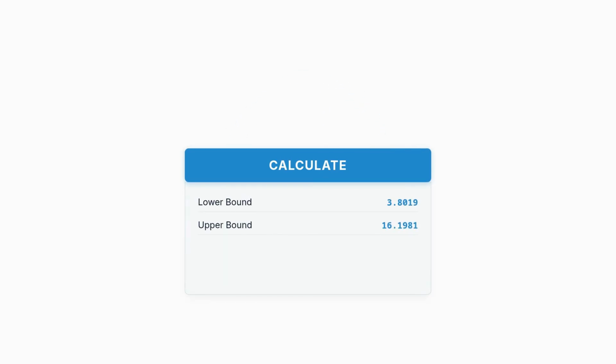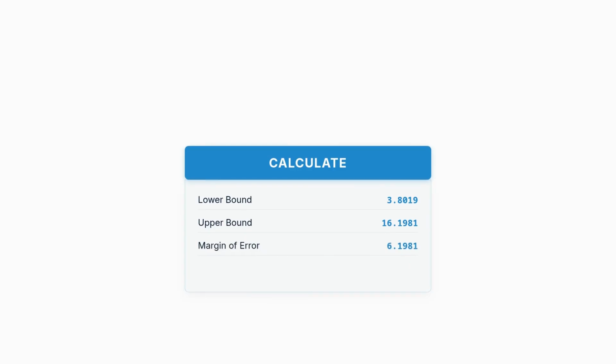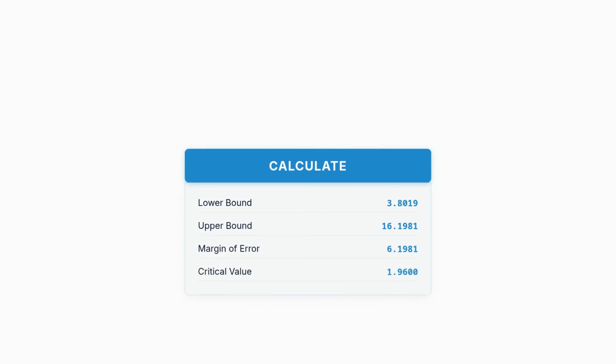After clicking Calculate, the results show lower bound equals 3.8019, upper bound equals 16.1981, margin of error equals 6.1981, and critical value equals 1.9600. The interpretation states we are 95% confident that the true population mean lies between 3.8019 and 16.1981, with a standard error of 3.11623.